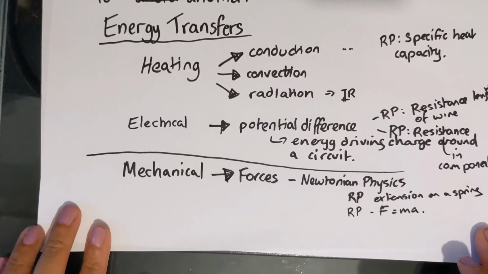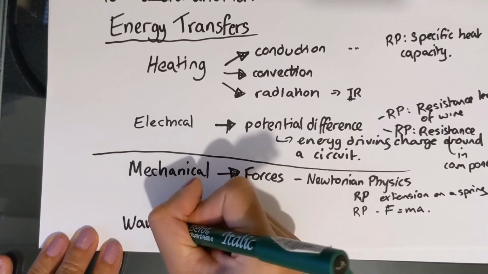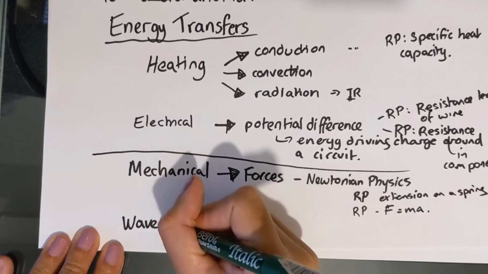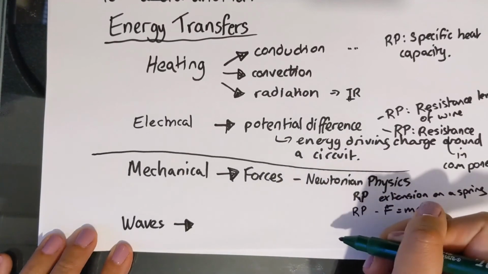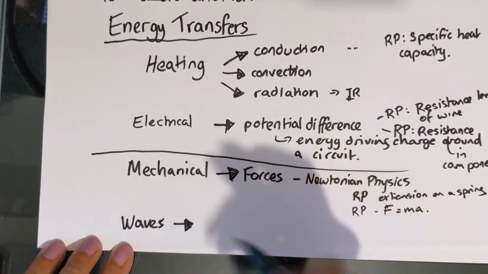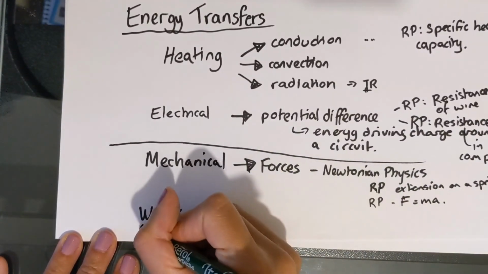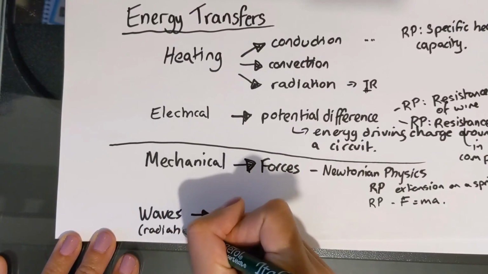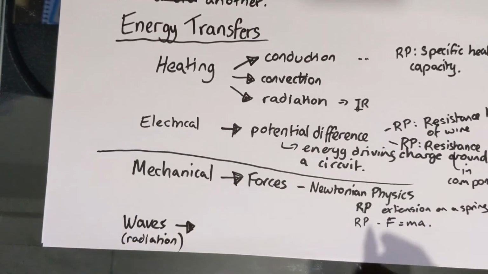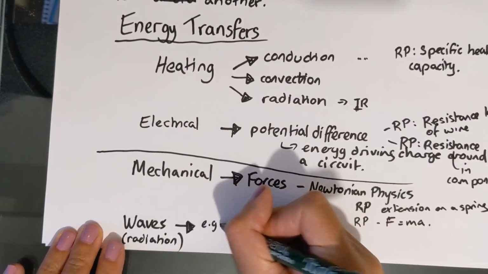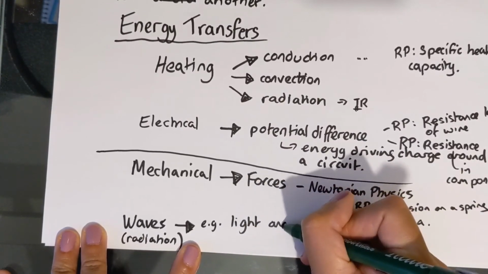Okay, and then finally, the last way of transferring energy is by waves, okay? So that's the second part of paper 2, and you learn about waves, and the first thing you learn is that waves transfer energy and information. Now, energy transfer by waves is sometimes known as energy transfer by radiation, okay, because it goes out in all directions. But our typical examples of energy transferred by waves are light and sound.